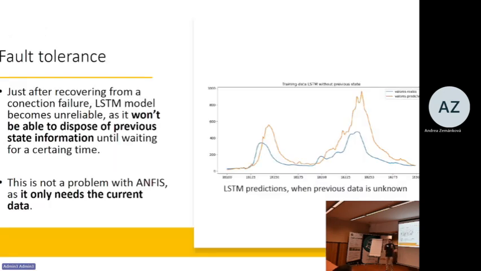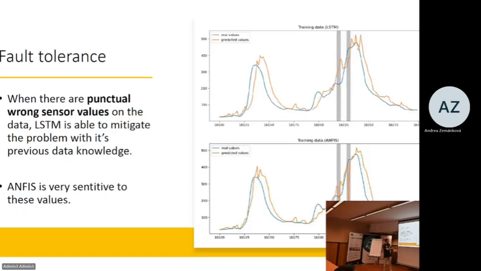So in the first case, when the system stops working and, after a certain amount of hours, we regain connection, then LSTM, as it depends on previous states, is not able to give reliable predictions. With that, you can see that the model predicts whatever things you want. This is not a problem with the ANFIS because it only needs the current state. So the moment we have data, we make a prediction and this prediction is reliable.